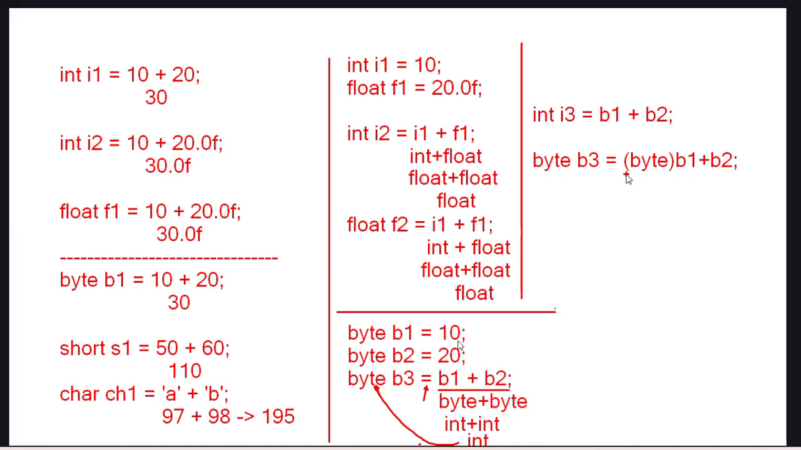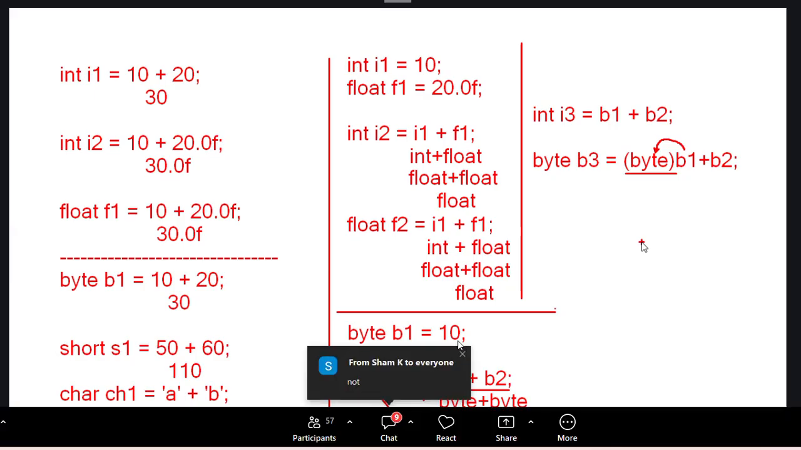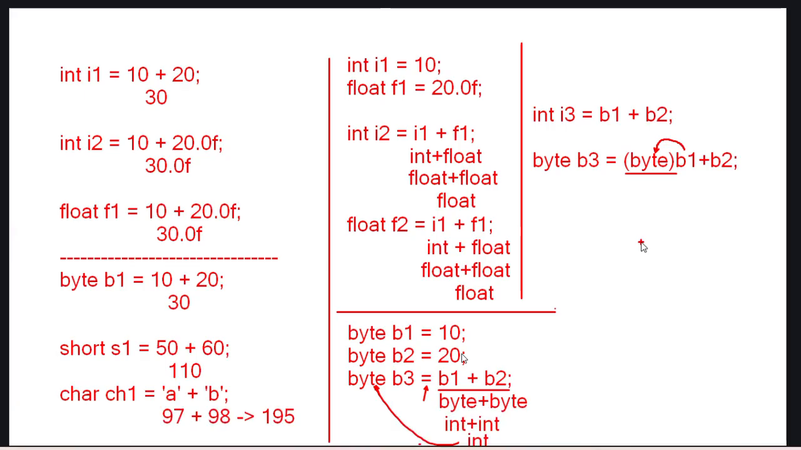You applied the cast operator on B1, not the entire expression. You studied maths, right? BODMAS rule. First the bracket is executed. What is executed first? Byte of B1 is executed, and the result is what? Byte plus byte. Byte promoted to int plus byte promoted to int. The result is what? Int. Int cannot be assigned to byte.